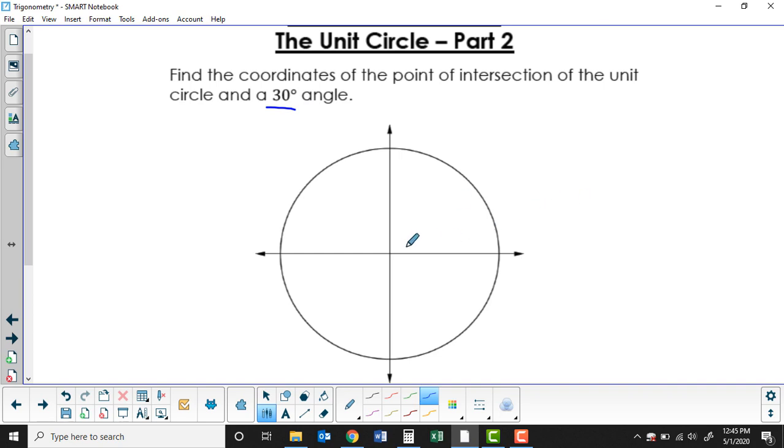Remember, we always start from the positive x-axis. In other words, we always start here. Now, if we were to rotate 30 degrees counterclockwise, that would be in this direction, right? Well, I hope you guys know that right here in the middle would be 45, so it would be a little bit less than that. So something like this, okay?